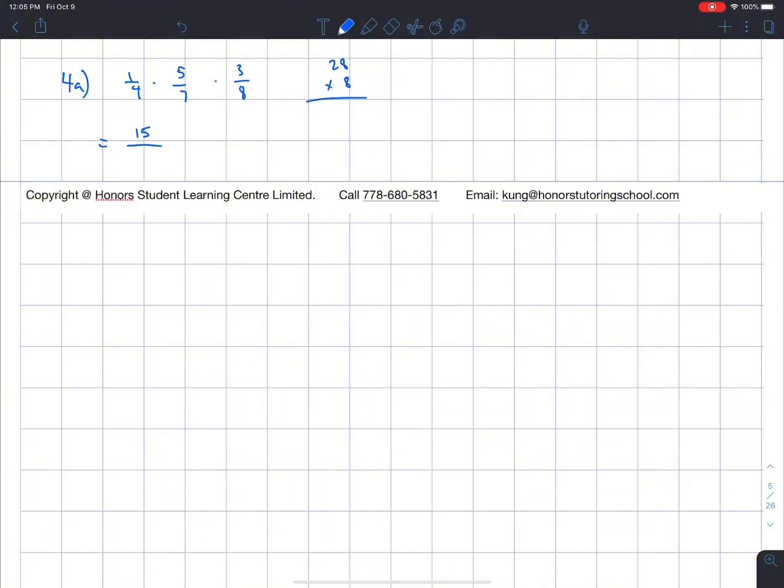And then 28 times 8 is 224. 8 times 2 is 16. 16 plus 6 is 22. So the denominator will just be 224.